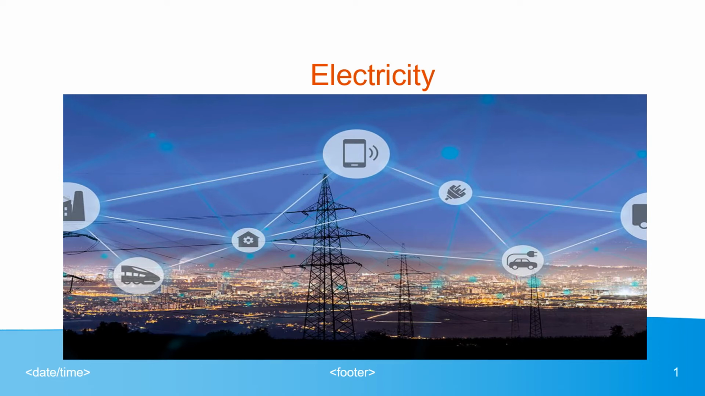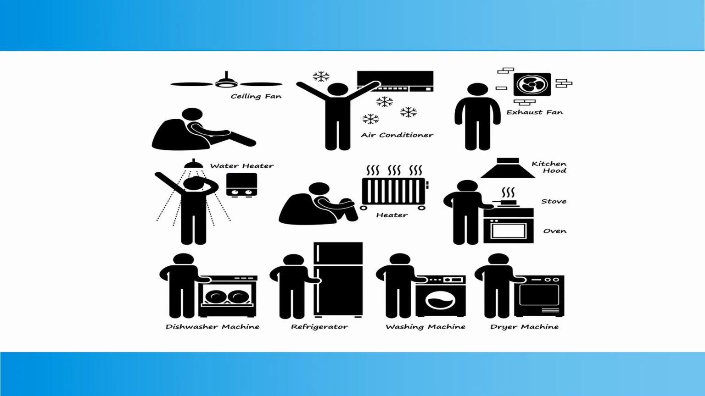Electricity has an important place in our lives. Most of the equipment we use on a daily basis are powered by electricity. It is a convenient form of energy compared to steam and other forms we had been using earlier.